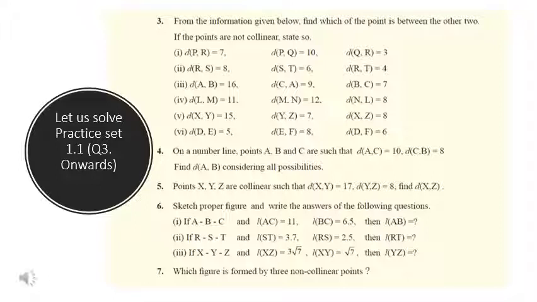Okay, next question 2. If the coordinates of A is x and that of B is y, find the distance between A and B. So they have given us here the value of x and y, okay, and we have to find the distance. So don't get confused by looking at x and y. These are just the values of the coordinates.